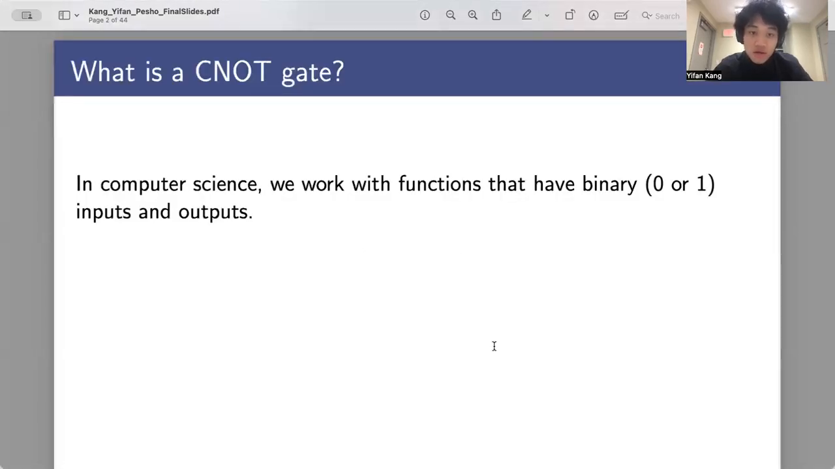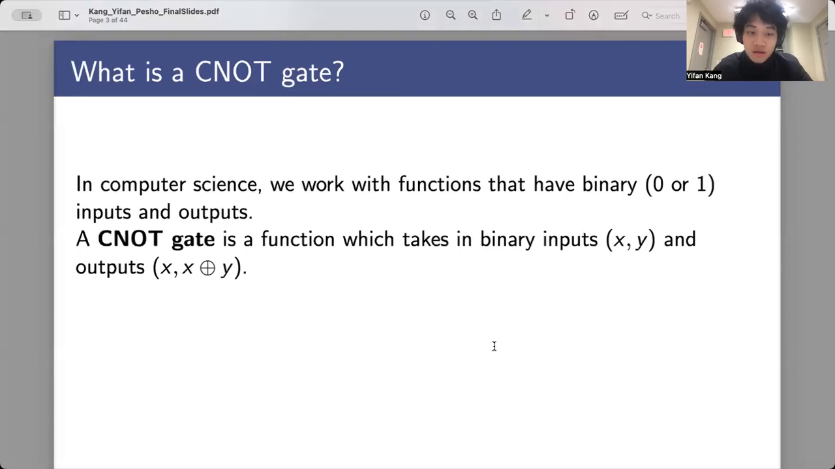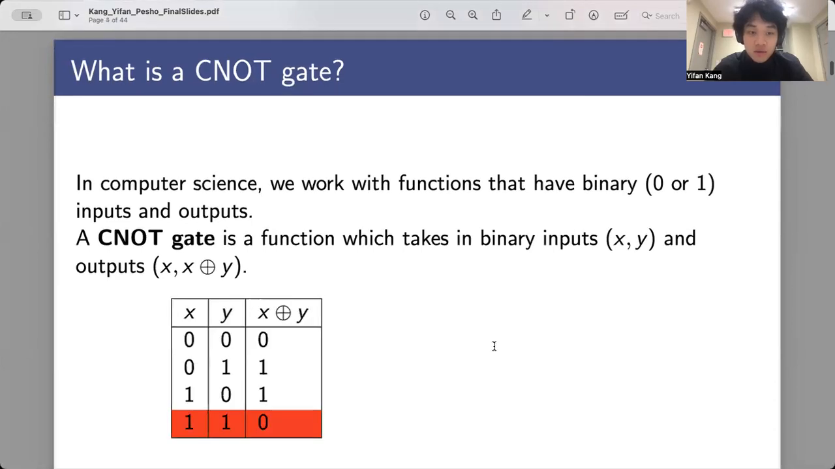So first, what is a CNOT gate? In computer science, we work with functions that have binary inputs and outputs. And a CNOT gate is a function which takes in binary inputs x, y, and outputs x and x XOR y. So we have this XOR table, which is basically addition under mod 2.